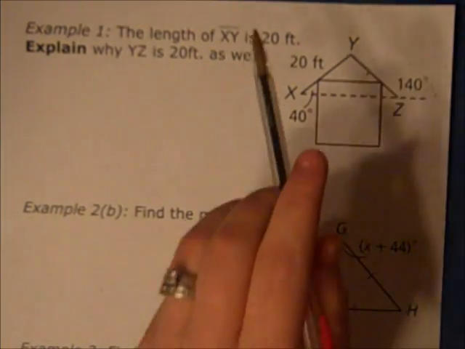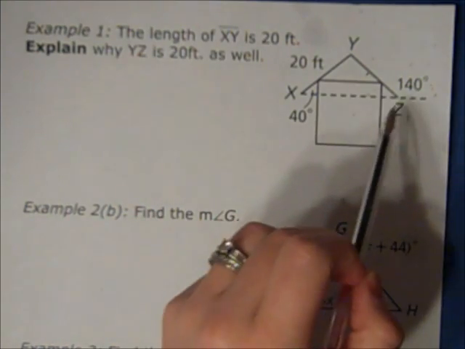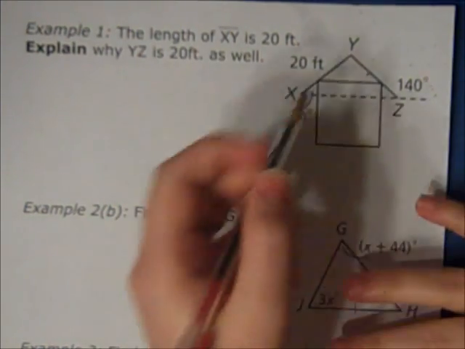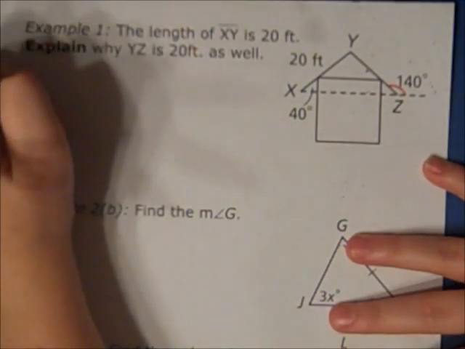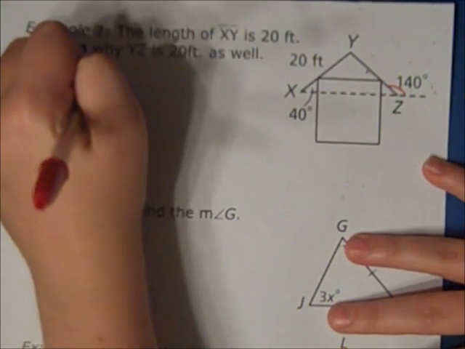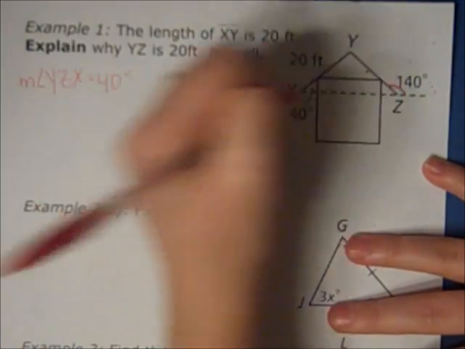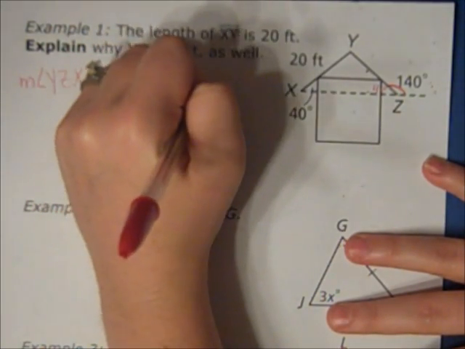Let's do example 1. If the length of XY is 20 feet, explain why YZ is also 20 feet as well. Okay, so here we have this exterior angle 140. So we would know that the measure of angle YZX, the interior angle, would be 40 degrees by the linear pair theorem.